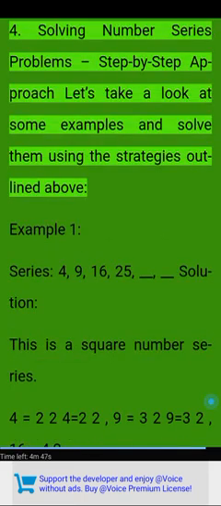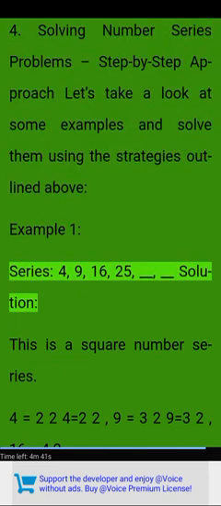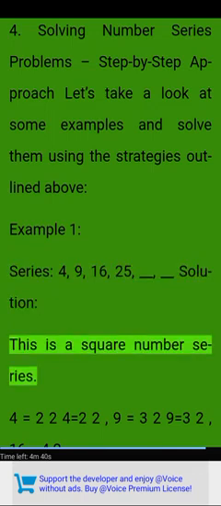4. Solving number series problems, step-by-step approach. Let's take a look at some examples and solve them using the strategies outlined above. Example 1. Series: 4, 9, 16, 25. Solution: this is a square number series.